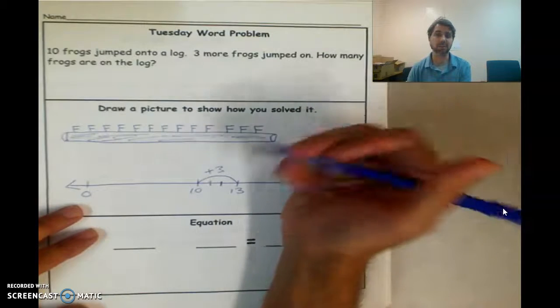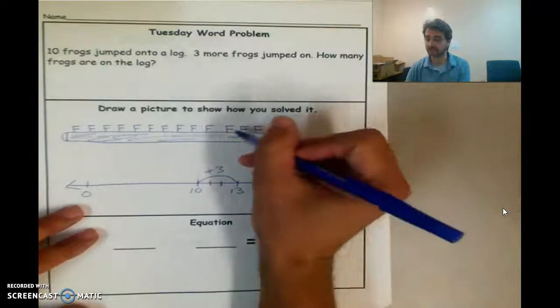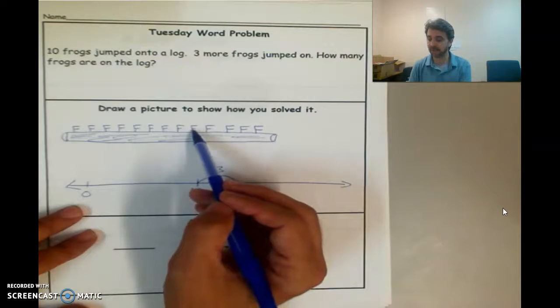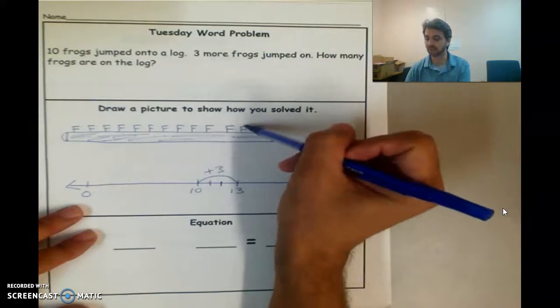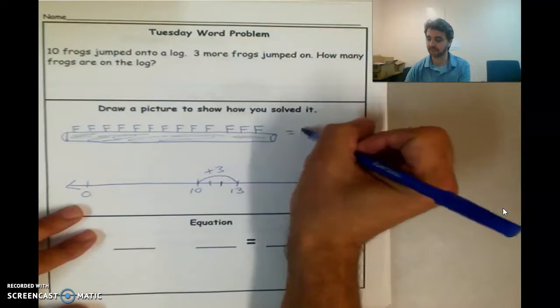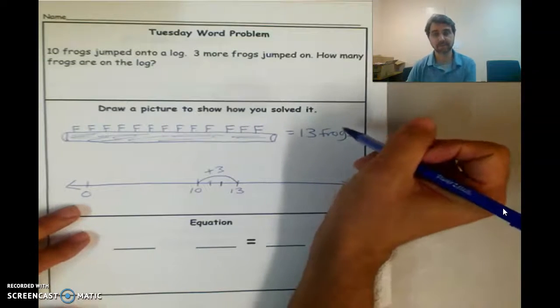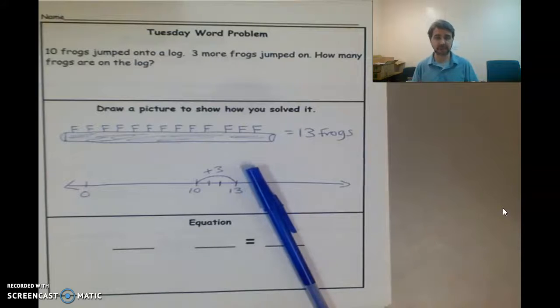I'm really not good at drawing animals, so I didn't want to actually draw frogs. It would take me forever. So each F means a frog. So I have 10, I know I have 10 frogs here, and then I added 3 more. So 10, 11, 12, 13. So it's 13 frogs. Did you get 13? If you did, awesome. If you didn't, but you did your best, and you are working to figure this out, your brain is growing, and you're doing fantastic.